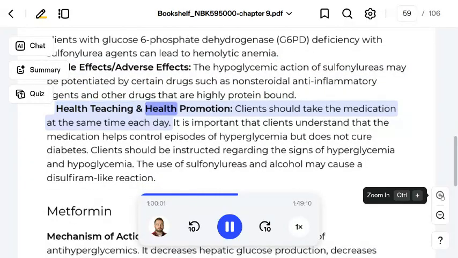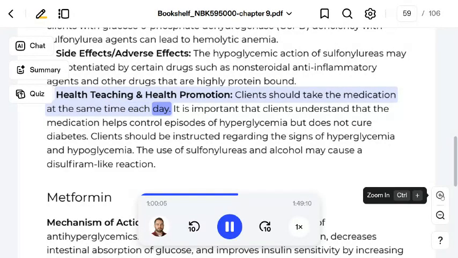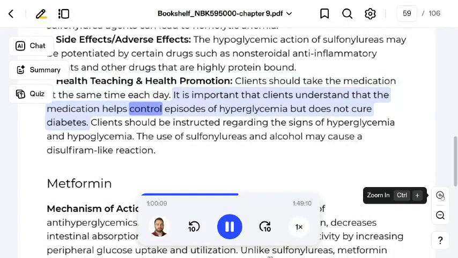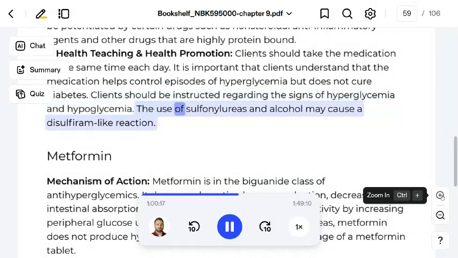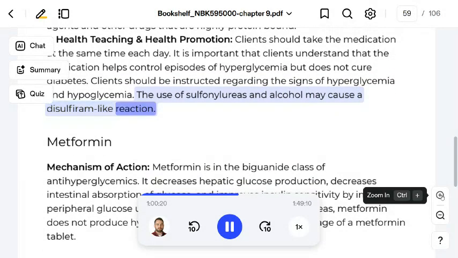Health teaching and health promotion. Clients should take the medication at the same time each day. It is important that clients understand that the medication helps control episodes of hyperglycemia but does not cure diabetes. Clients should be instructed regarding the signs of hyperglycemia and hypoglycemia. The use of sulfonylureas and alcohol may cause a disulfiram-like reaction.